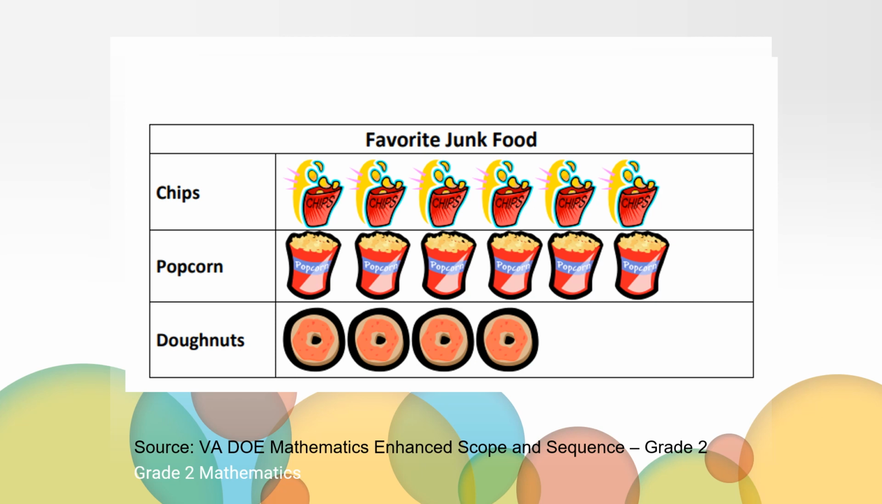Maybe you said something like this. 4 people chose donuts as their favorite food. Or 2 fewer people chose donuts as their favorite than popcorn. More people chose popcorn and chips as their favorite than donuts.